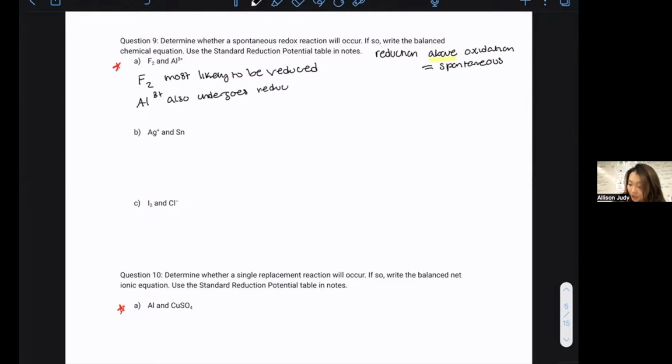Not as likely though as F2 because it's lower. Not as likely. But what we see is that we can't have a reduction with a reduction. So this would actually be a no reaction. Example. Okay.